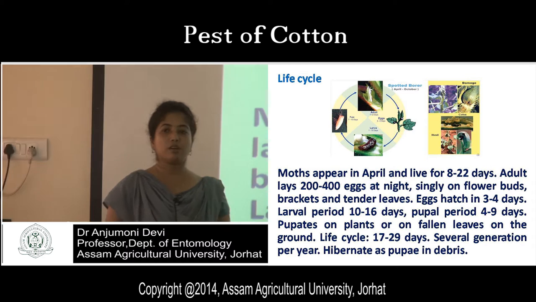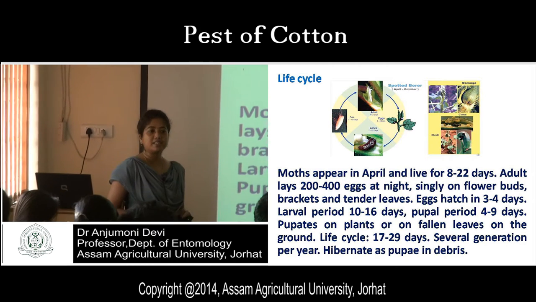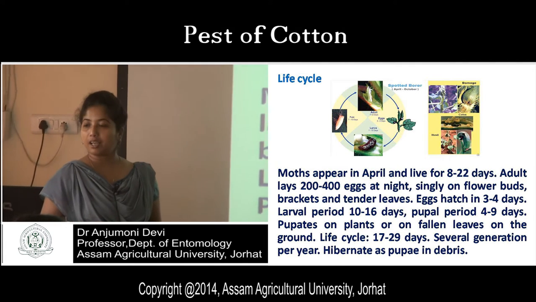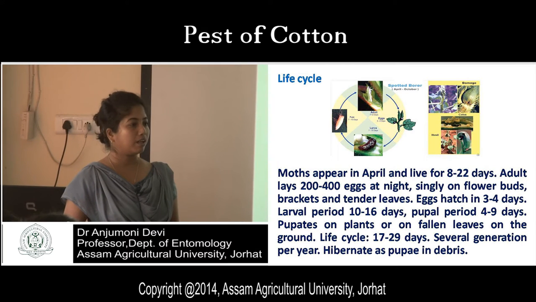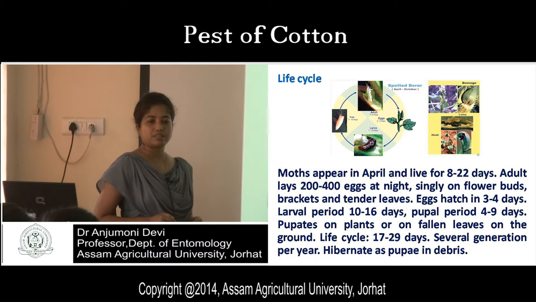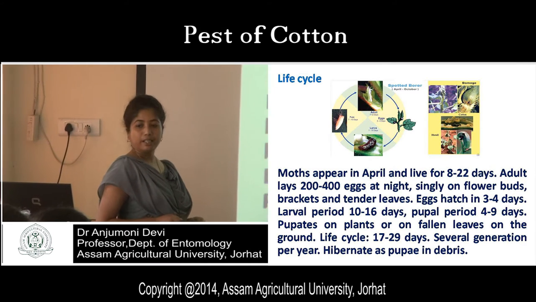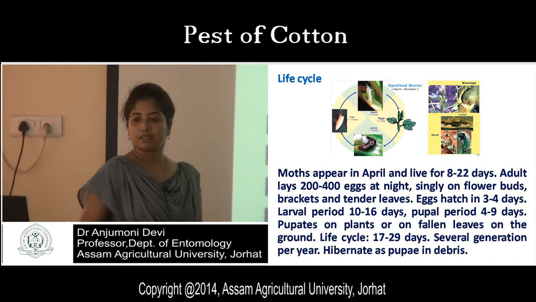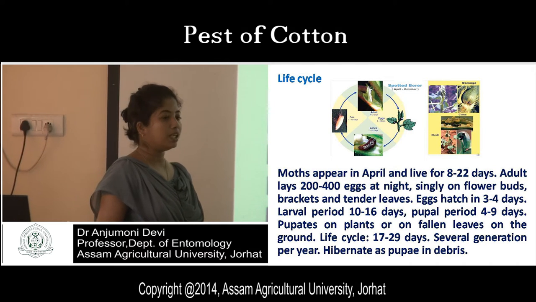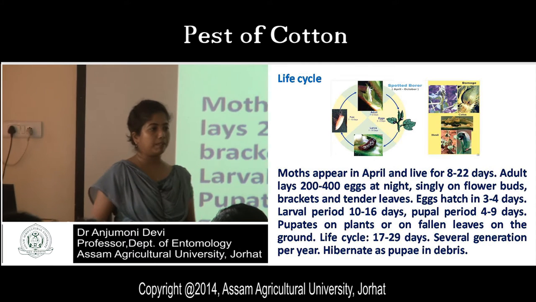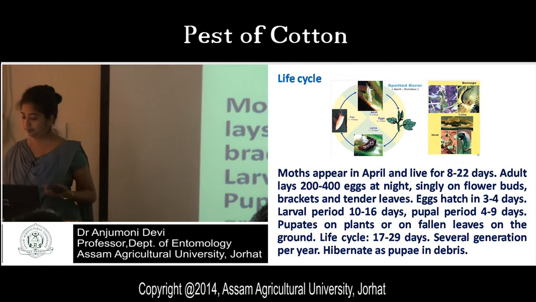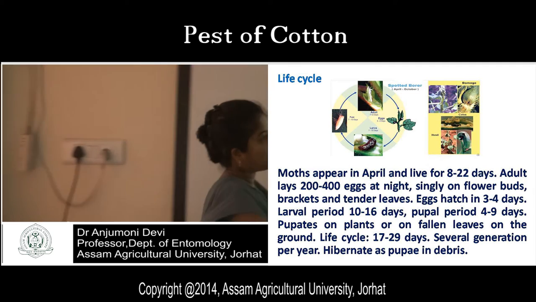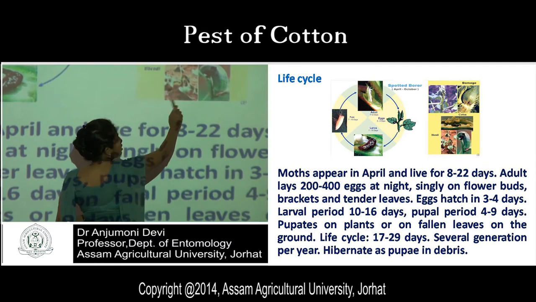In the previous one, Pectinophora gossypiella, it hibernates as larva inside the ball. But in this case, it hibernates as pupa, not larva. And the pupa is found in debris. They overcome the winter season as pupa in debris. And in the month of April, from this pupa the adults again come out. And these are the infested balls photographs. And the pest also infests bhindi.